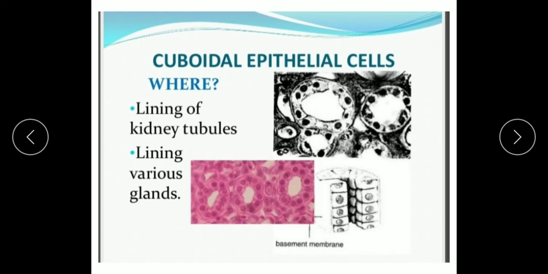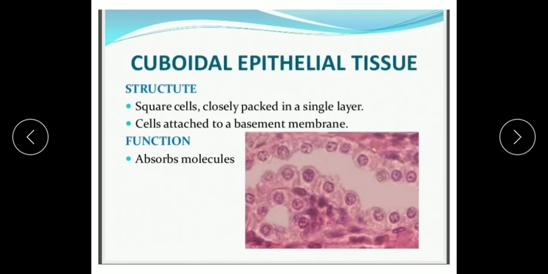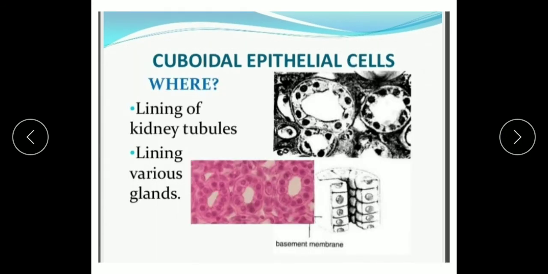Then the next one, cuboidal epithelium. Its major function is absorption of molecules. Cuboidal epithelial cells form the lining of the kidney tubules and the linings of various glands. They are found in the kidney tubules, urethra, urinary bladder and ureters. These regions contain cuboidal epithelial tissue, as do various glands for secreting substances.